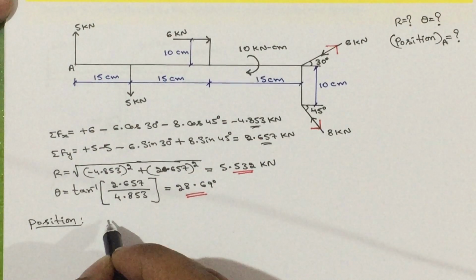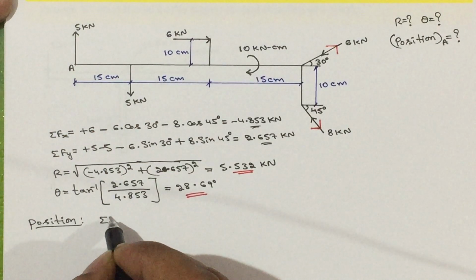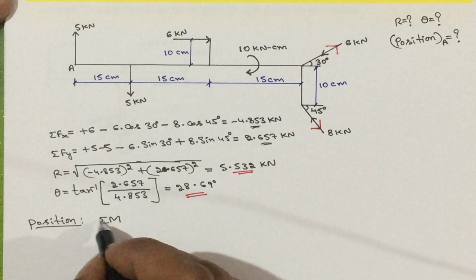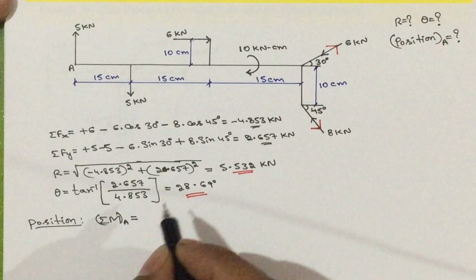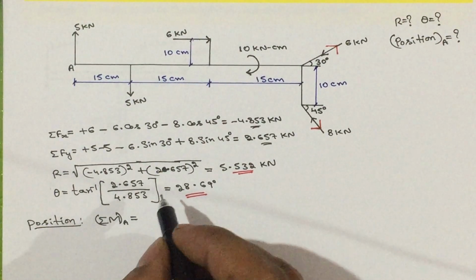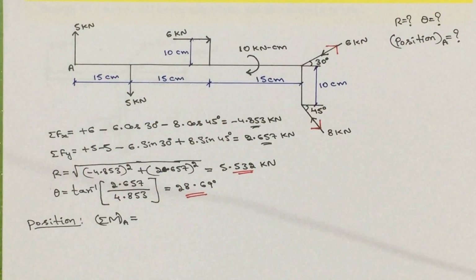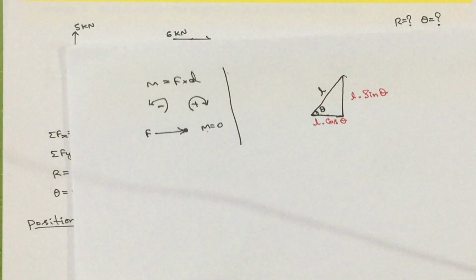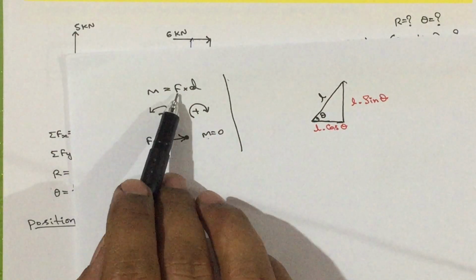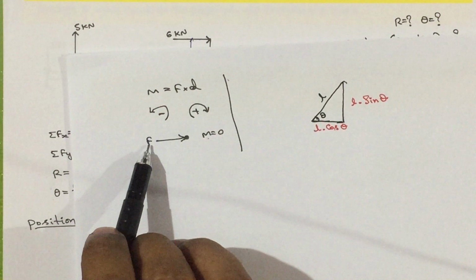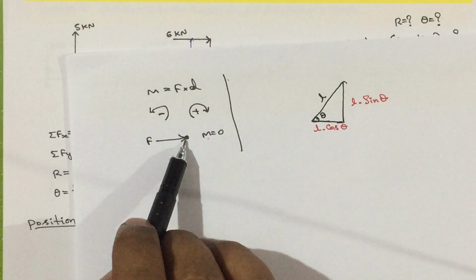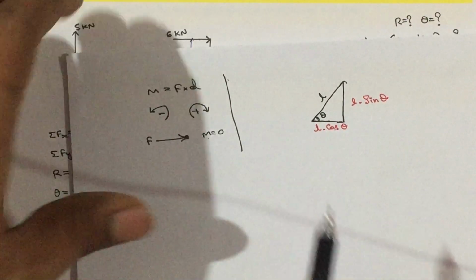So for position, we need to calculate sum of the moment. Sum of the moment we need to calculate with respect to point A. It is given in the problem. Therefore, while calculating the moment, we need to keep three things in mind. They are: moment is equal to force into distance, clockwise positive, anti-clockwise negative. If the force is passing through the point, then the moment will be 0.